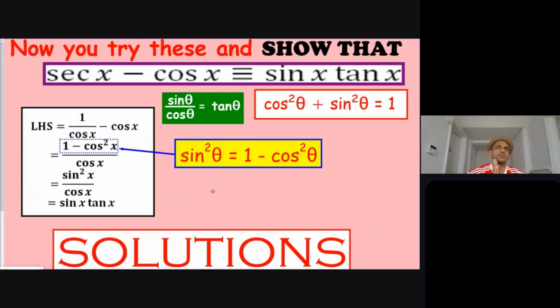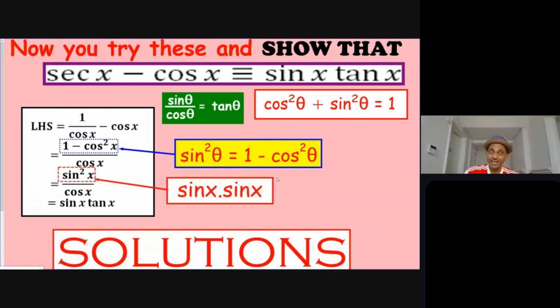So I pose the question, what is sine squared x? What does it mean? Well done. It means sine x times sine x. So sine squared x is the same as sine x all squared, which is important because then we can think of sine squared x over cos x as this. What we in fact have is sine x over cos x times sine x over 1. Well, what is sine x over cos x? It's in the green box there. Tan. Lo and behold, you have your answer.